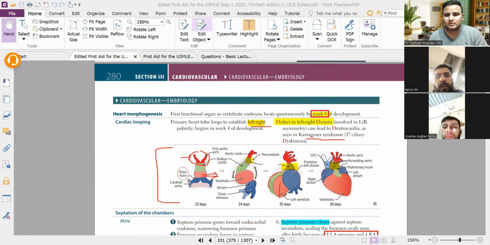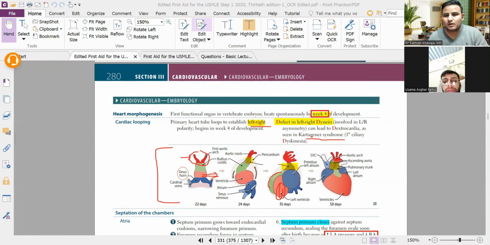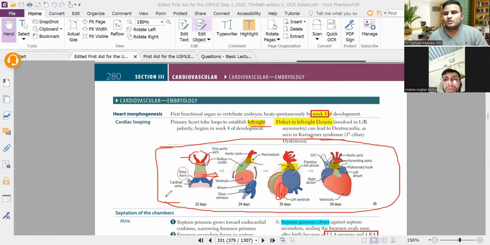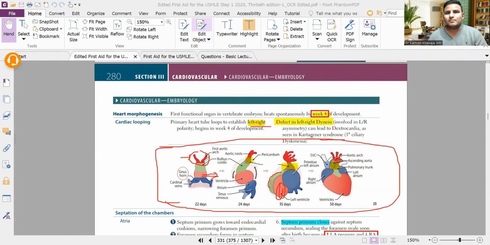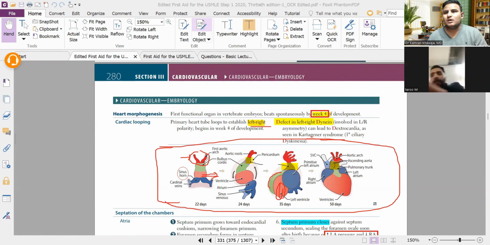This primitive ventricle will make the ventricles, and the last one is the sinus horn. The sinus horn will make the smooth portion of the atrium. Also, below the sinus horn there are the cardinal veins, which we will study next. In summary, the most important point is that the first part, which is red, is truncus arteriosus, which develops into the pulmonary trunk as well as the aorta. That is very important.